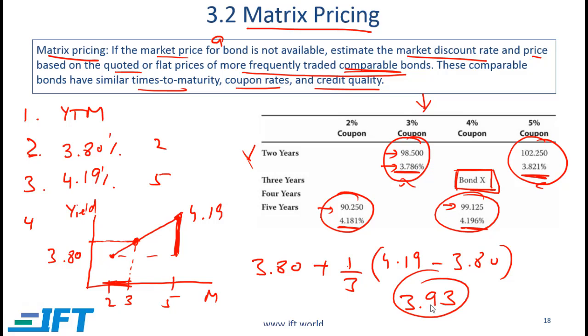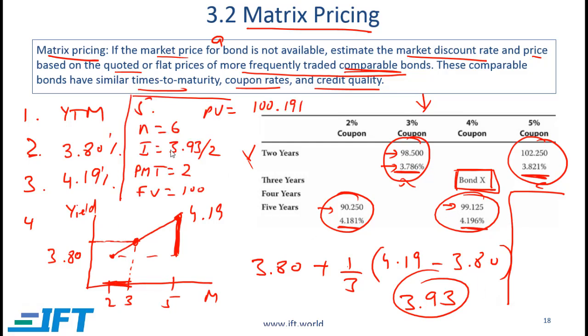3.93. Once you have the YTM, then you can easily compute the price, and we've done this enough times. I would want you to use the financial calculator. So what are the inputs? Here is what you do. N is equal to 6 because we have a 3-year bond and this is a semi-annual bond. The interest rate is 3.93 over 2 because this is the interest rate for a year. We need to de-annualize, so divided by 2.